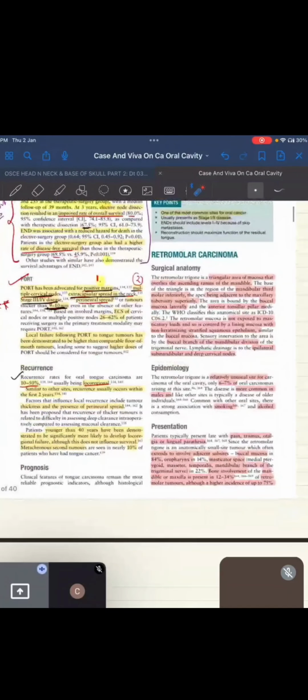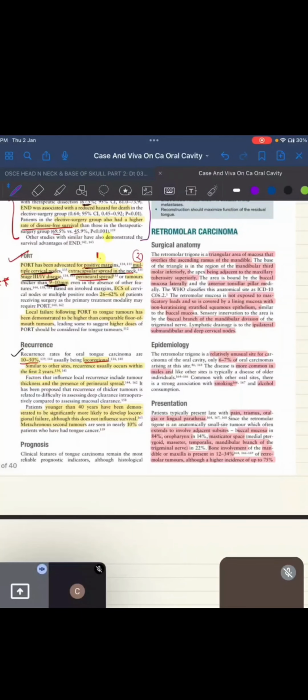Second will be, when will you do radiotherapy? The next question will be, when will you give radiotherapy to the patient? So these are the answers which you have to mention. Sir, when the tumor has positive margins, what will you do? You will resect the tumor with a 1 centimeter wide margin and send it for HPE.